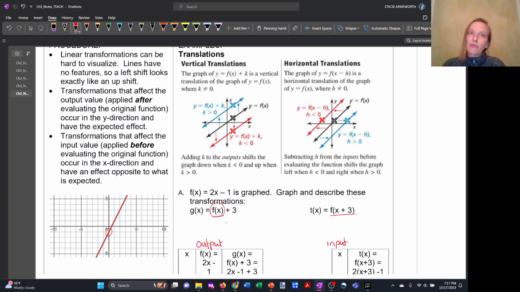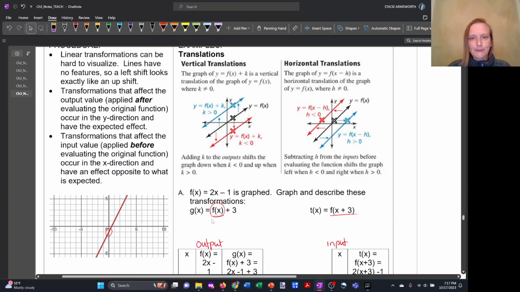Both of these add 3 at some point in the function, but they add it at different places. For example, in the g example, we're affecting the output value. For the t example, we're affecting the input value. For now, I'm going to focus on g of x, and then we'll look at t of x later.